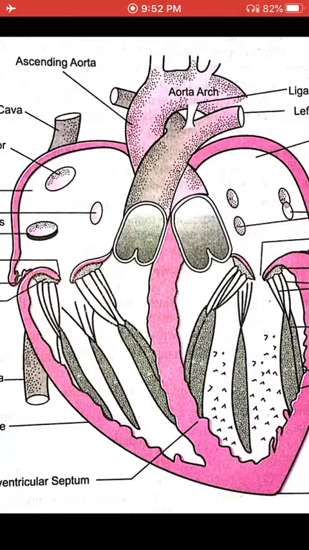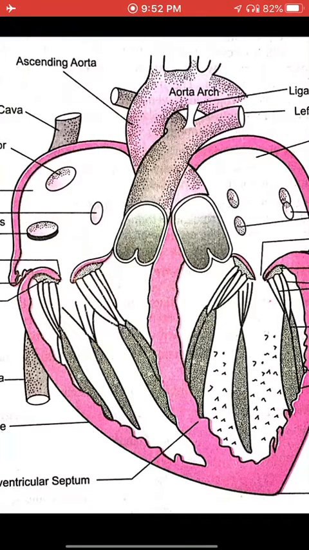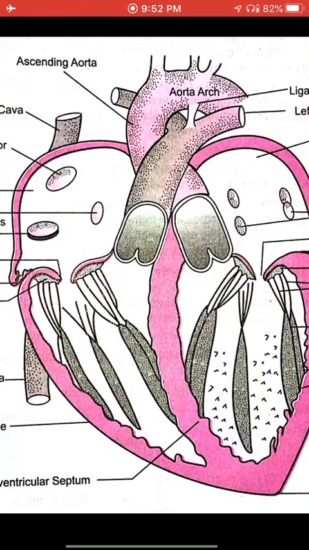This pumping action is regulated by the medulla in the brain, and the heartbeat is generated inside the heart. Due to this, the human heart is also known as the myogenic heart, as it generates its own heartbeat inside the heart itself.